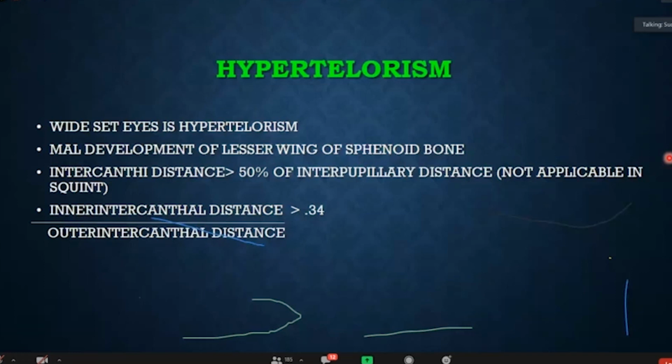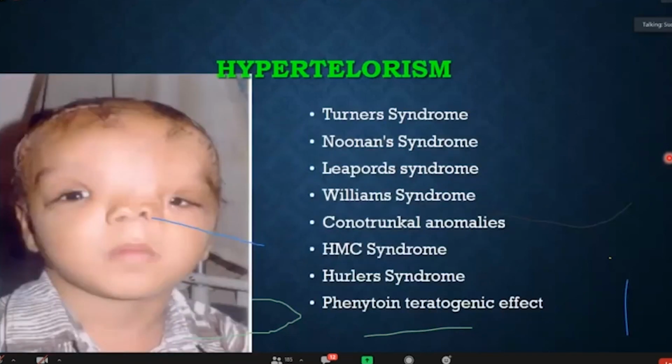Why is it important? Because there are many diseases like Noonan's, Leopard syndrome, and many others which are associated with hypertelorism. I'll come into that. Or just remember, increased interpupillary distance, or intercanthal distance more than 50% of interpupillary distance. So there is a group associated with hypertelorism like Turner's, Noonan's, Leopard, Williams. I'll come to this in the next few slides. Now, let's go one by one.